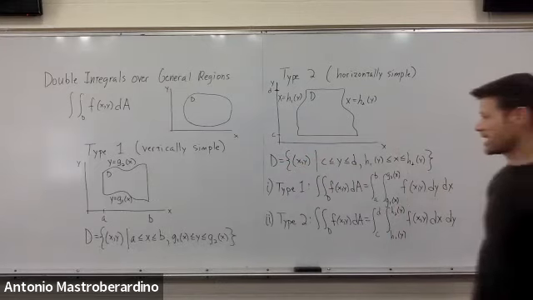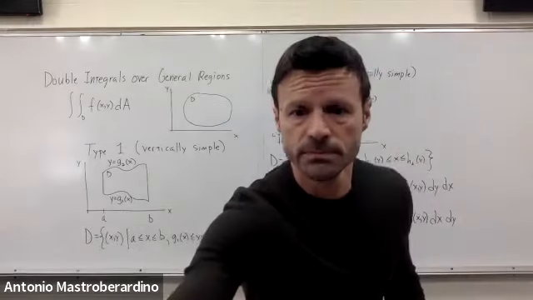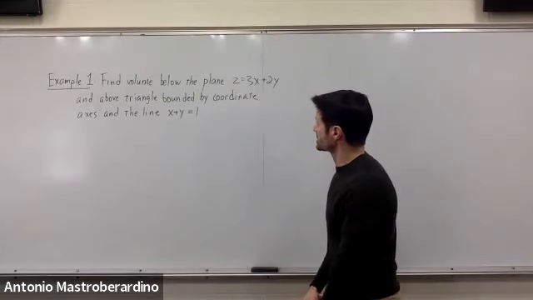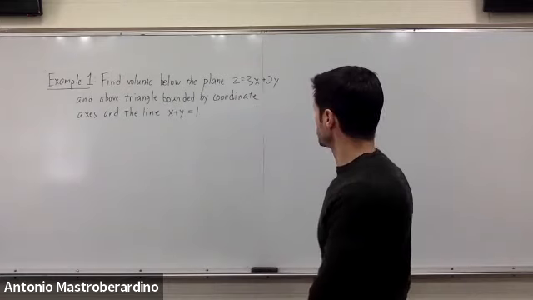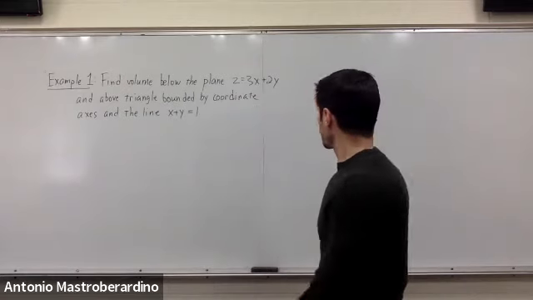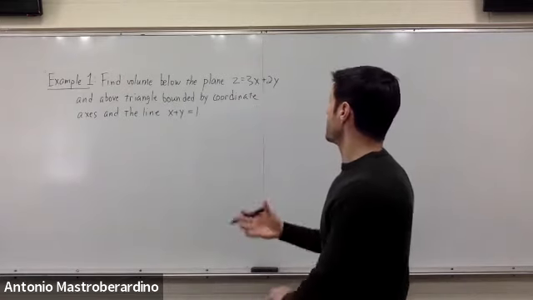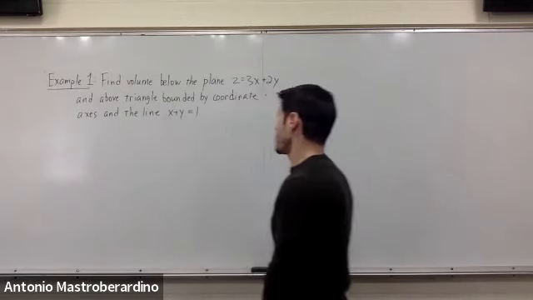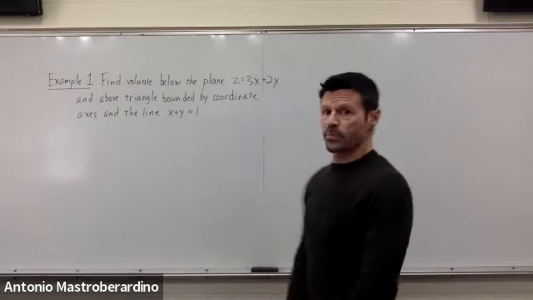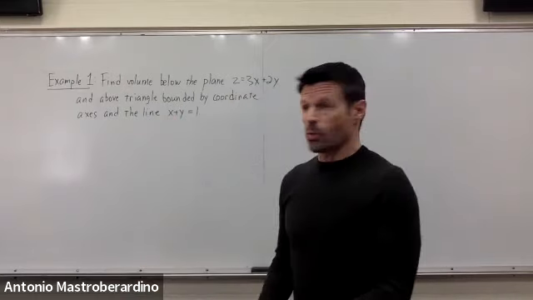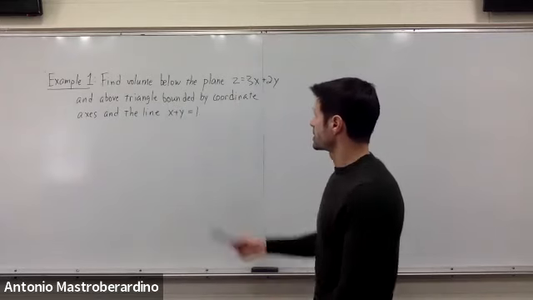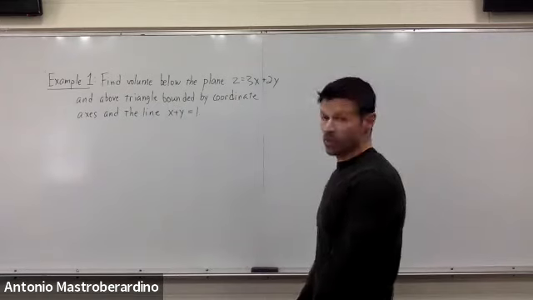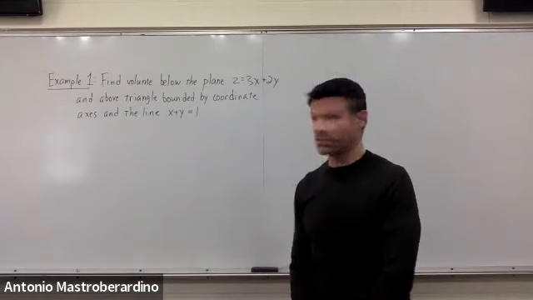Now let's take a look at an example. Okay, so the problem we're going to look at is this one here. So we're going to find the volume below the plane z equals 3x plus 2y, and above the triangle that's bounded by the coordinate axes and the line x plus y equals 1. Okay, so we know that whenever we have a function that is always positive or non-negative, when we compute a double integral, we are actually computing volume under a surface.